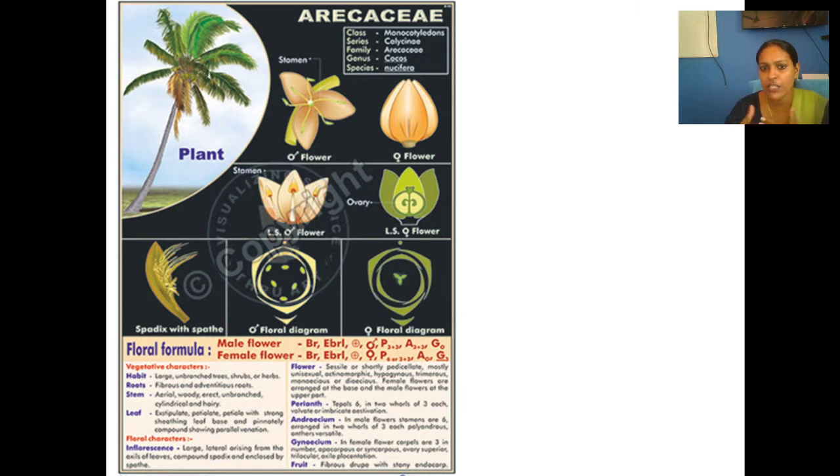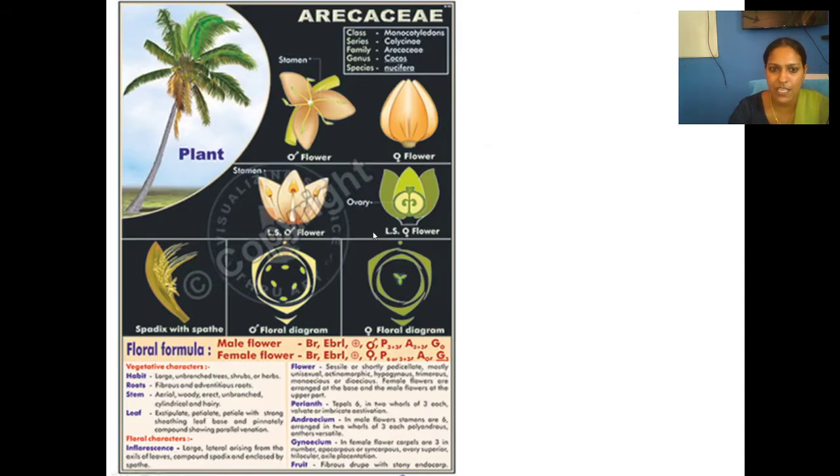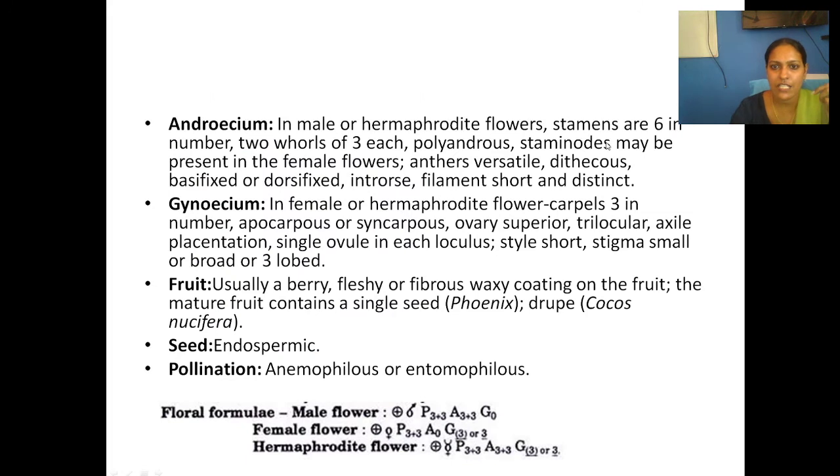So it is a superior ovary. So this is our feature of Araceae family, and we have already discussed there are 6 stamens in here. See, 1, 2, 3, 4, 5, 6 arranged in 2 whorls, 3 plus 3 each. Versatile anthers, dithecous, can be seen. The filaments are very much short and not that distinct.